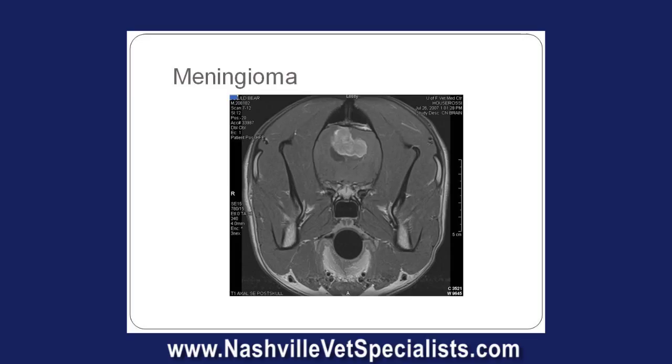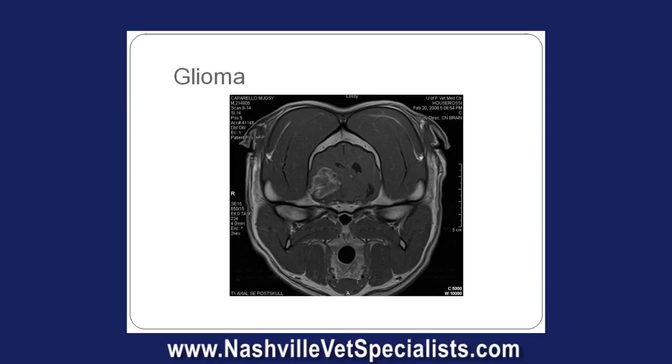This is a pretty classic appearance for a glioma. They tend to occur down in this area of the brain. They oftentimes have this wispy enhancement, but you can see there's definitely some overlap. So we don't always, after an MRI, have a clear-cut answer, but I'd say 90% of the time you're going to be able to distinguish between a tumor and an inflammatory lesion.